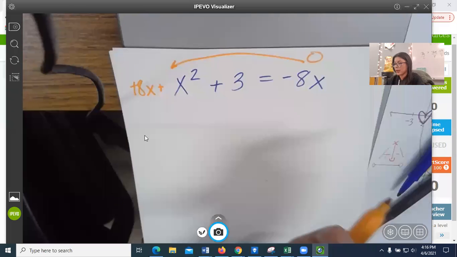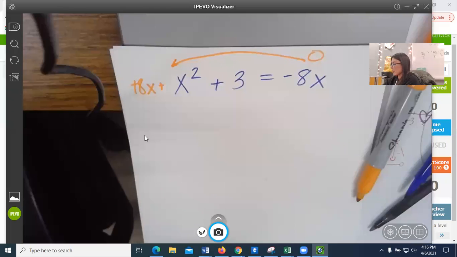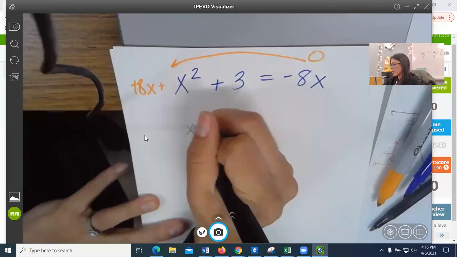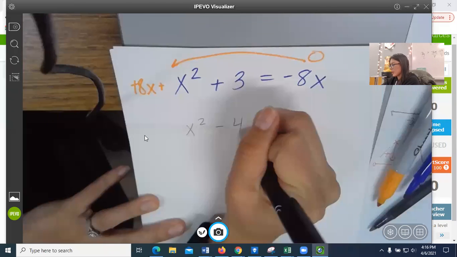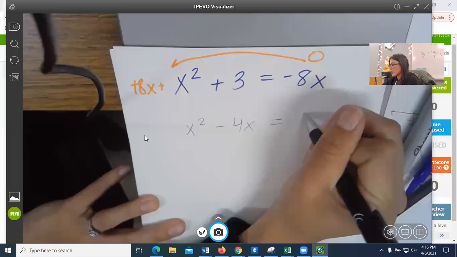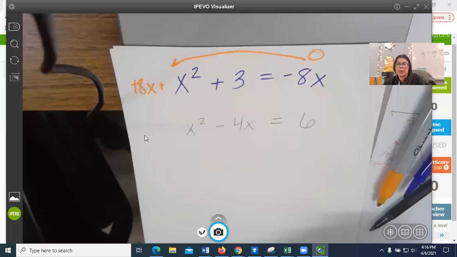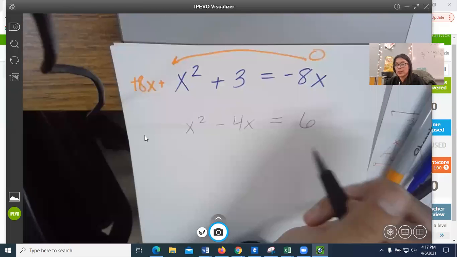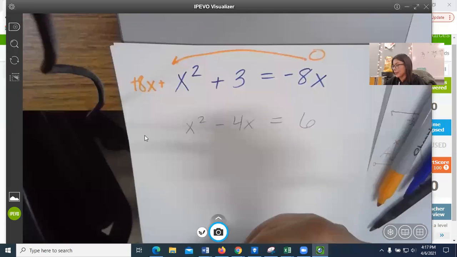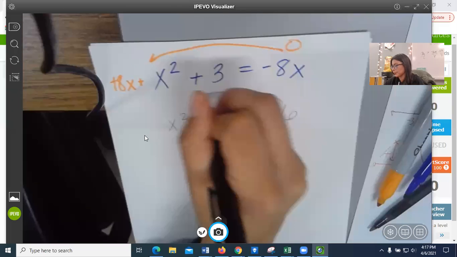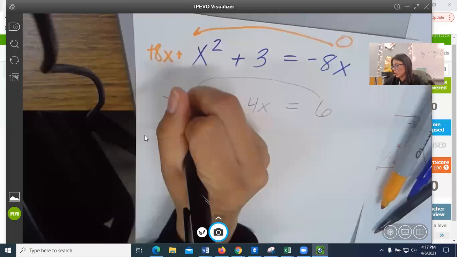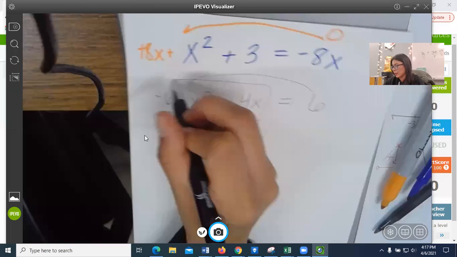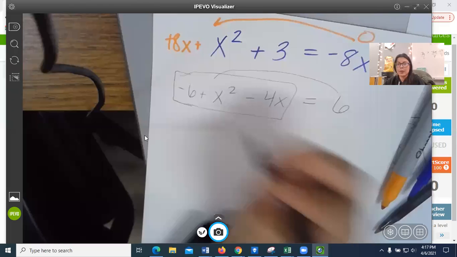So in the example that we have right now, let me give you an example. Tell me what you would do with x squared minus 4x equals 6. What would you need to move, and what would be the equation? You would need to move over the 6. When you move it over, what does it become? A -6, because this is positive. So the equation you would graph is this right here. That would be the equation you would graph.